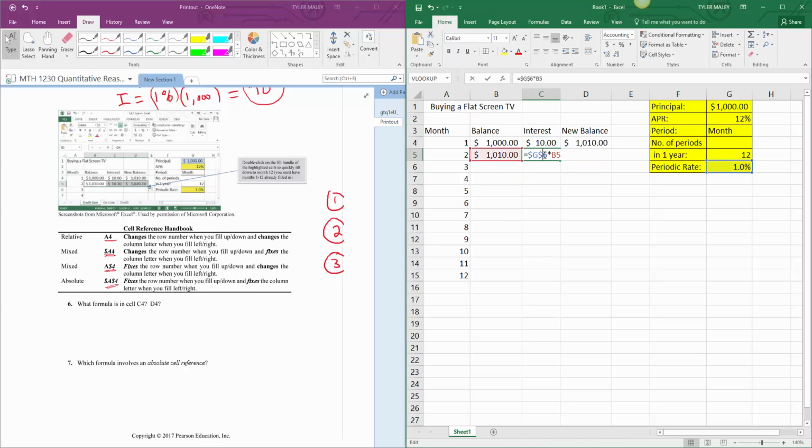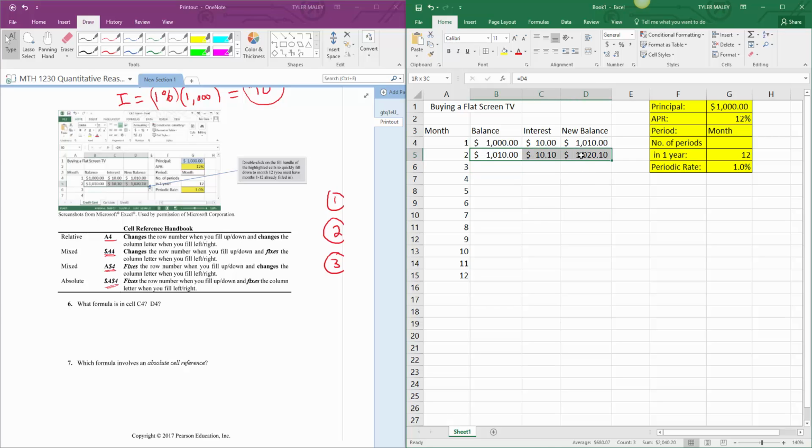So to double check, I can double click in here, and this is what I want to happen. Take the periodic rate times the balance. That gives me the interest. And then to get the new balance, I want to add these two together, the balance and the interest, which it's doing just fine. So now it appears that it's probably working okay.